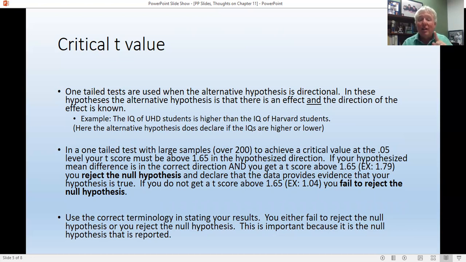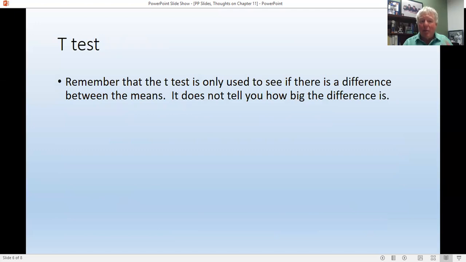This is important because the null hypothesis is what's actually reported, and it's the hypothesis that is actually tested with your statistical analysis. Now, remember the t-test is only used to see if there's a difference between your means. If that difference between your means is large enough to determine that there really is a difference and the evidence supports that, it doesn't tell you how big the difference is.